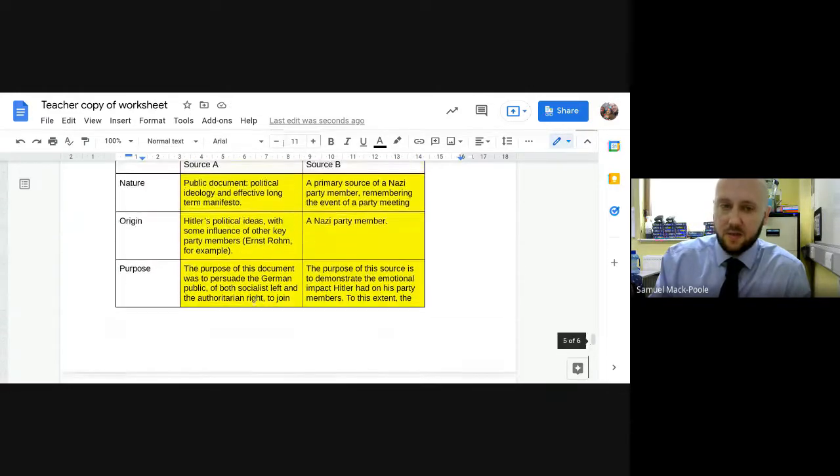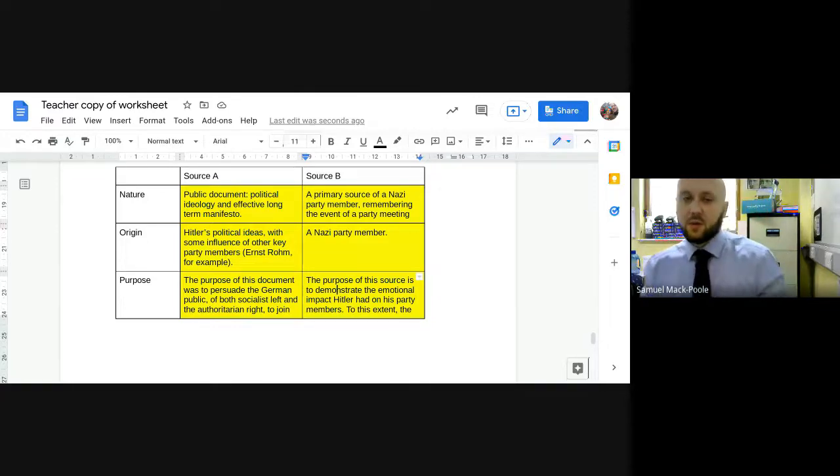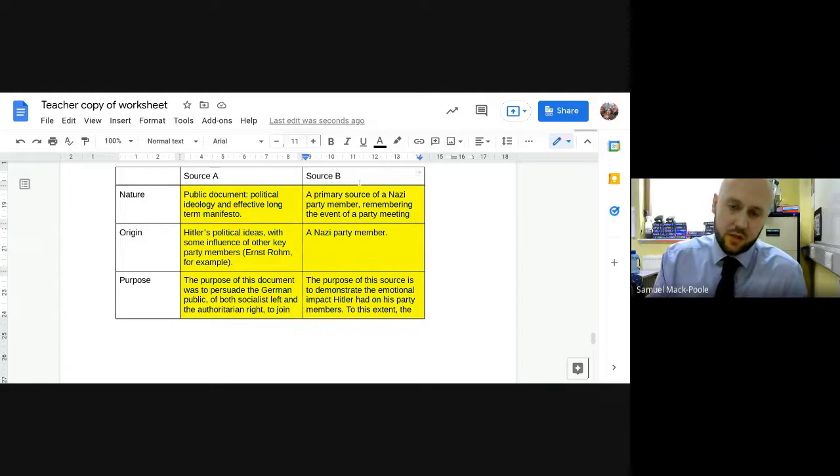But if you want a basic way to go through that question, you must write about the nature of the source, its origin, who wrote it, where did it come from, and its purpose. So the purpose of source A is to convince and to persuade. The purpose of source B is to demonstrate the emotional impact which Hitler had on his party members. So you have to think, well, which one's more useful to a historian of the period? I would personally argue that source B is, because it shows you how strong his leadership cult was already in 1926.